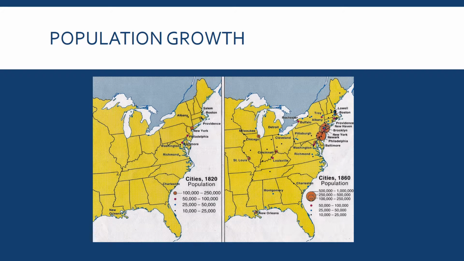It led to the creation of new cities. In fact, America went from just 2 cities in 1790 to about 43 cities by 1860. These cities were often overpopulated.